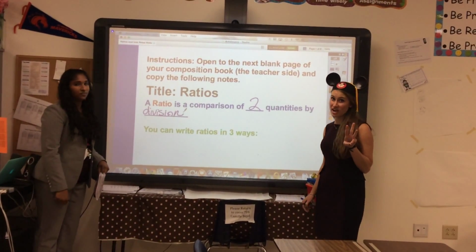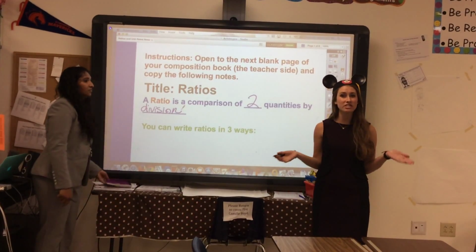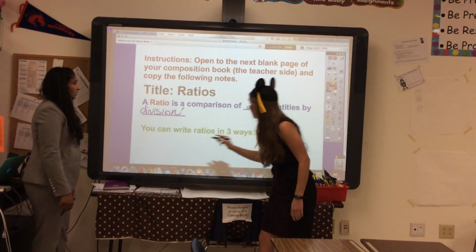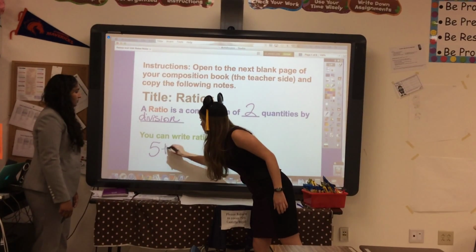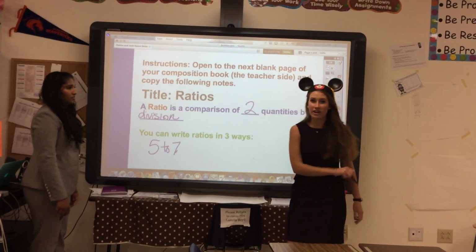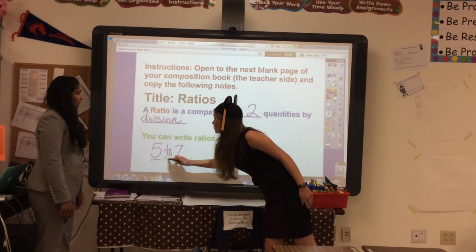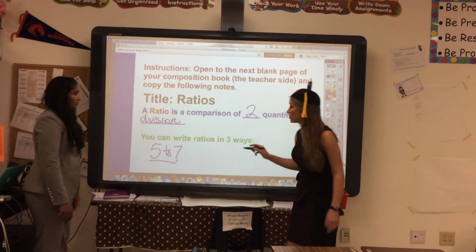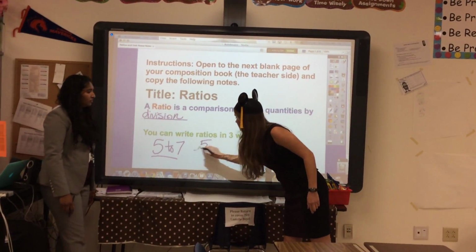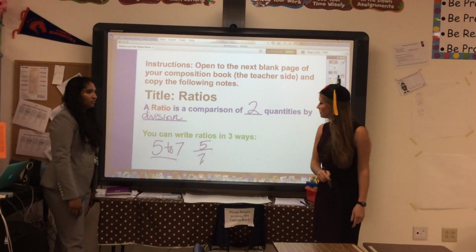These 3 different ways, we could look at the ratio of teachers to students. So if we have 5 teachers to 7 students, we could write it like that. Or, just like we talked about, our new division is written like a fraction. It could be 5 to 7, just like that, 5 divided by 7.